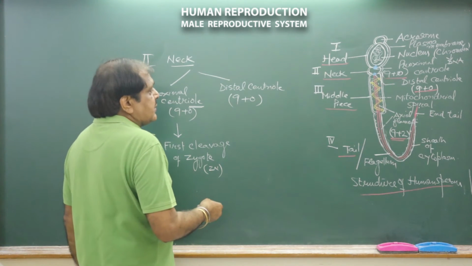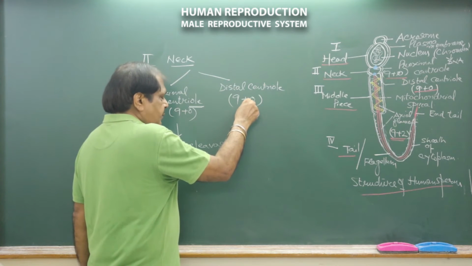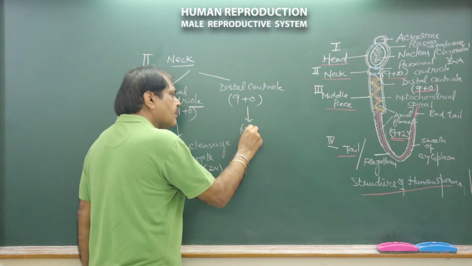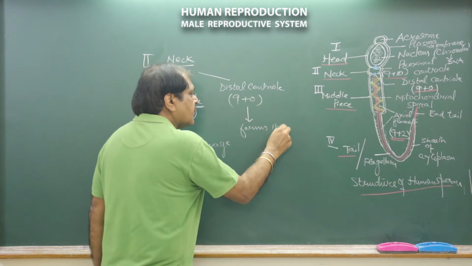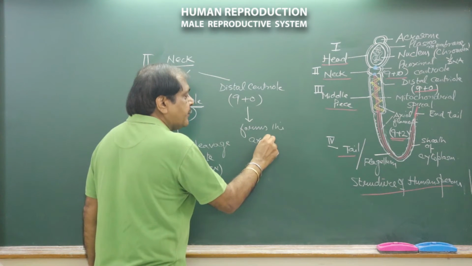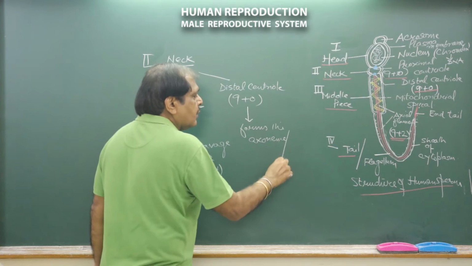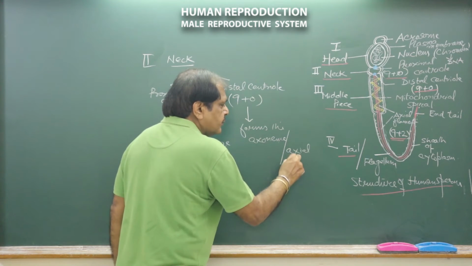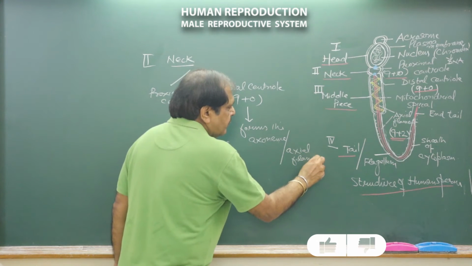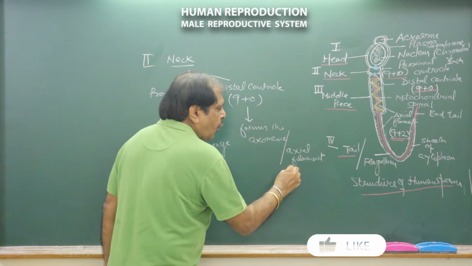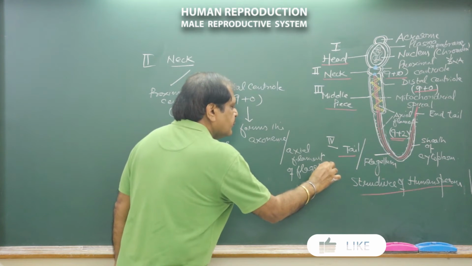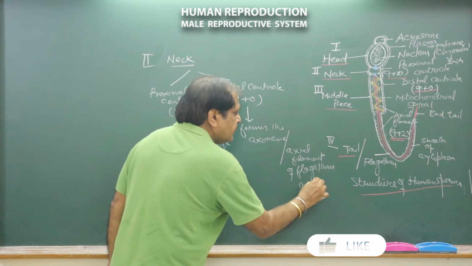And this distal centriole forms the axoneme, or we call it the axial filament, of the flagellum of the sperm.